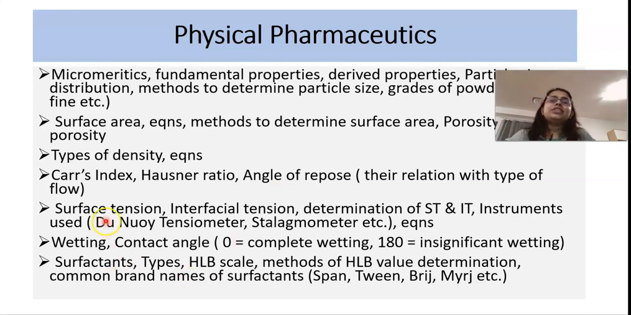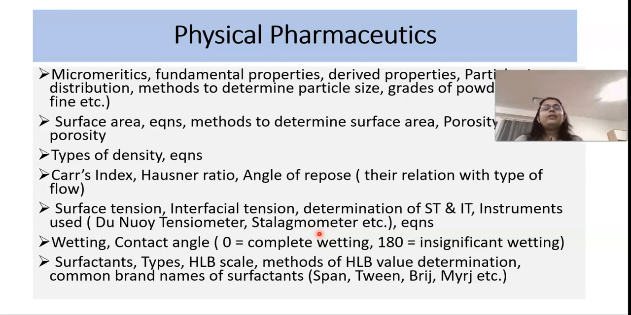Then surface tension. They can ask you the definition of surface tension and interfacial tension, STIT in short form. And what are the instruments used for measuring surface tension? Tensiometer, stalagmometer. You can read about it.